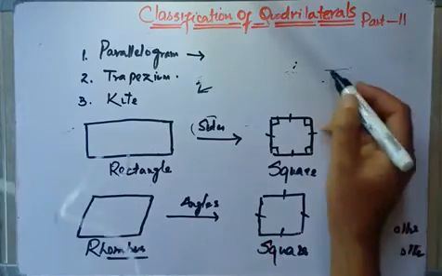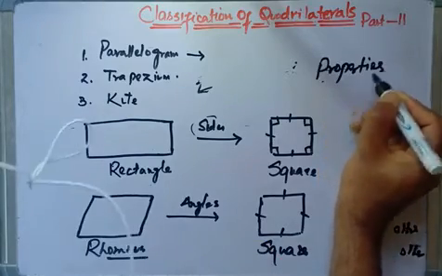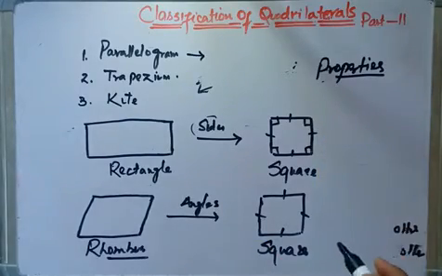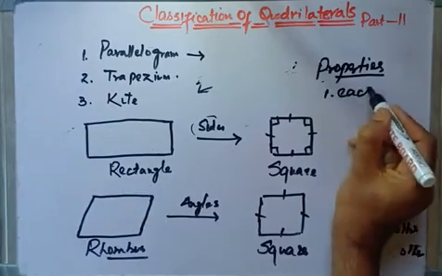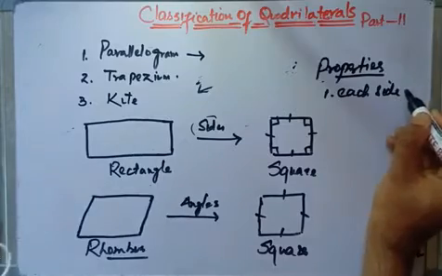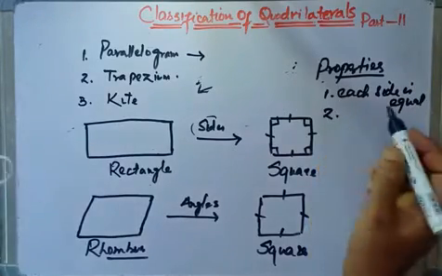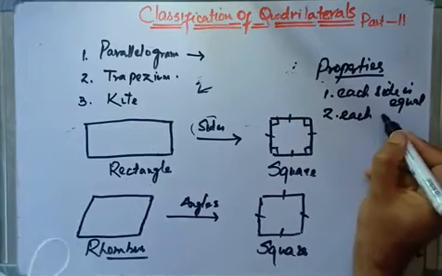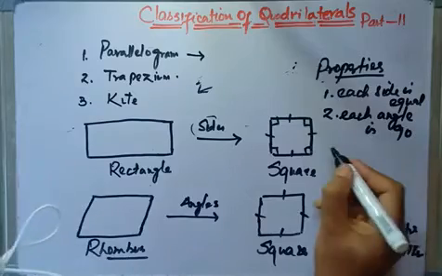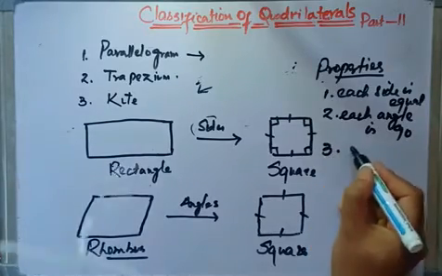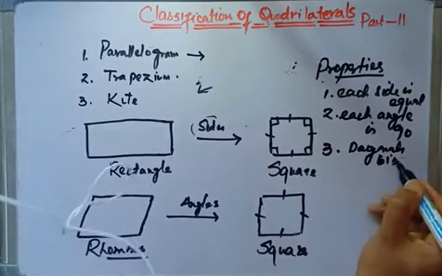So what are the various properties of a square? Let's try to understand the properties of a square. Number one is that each side is equal. This is the first property of a square. Number two is each angle is 90 degrees. This is the second property. And number three, diagonals bisect each other.